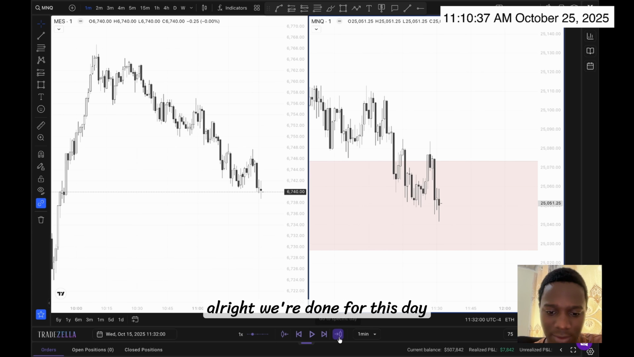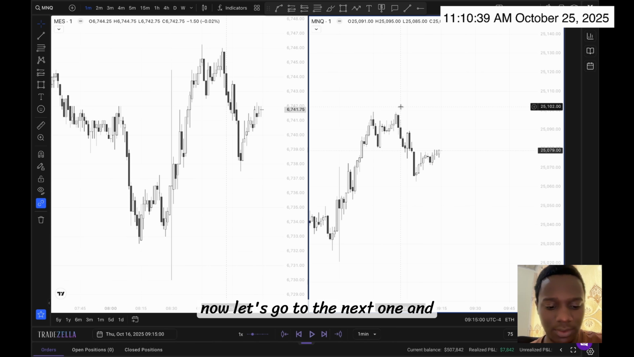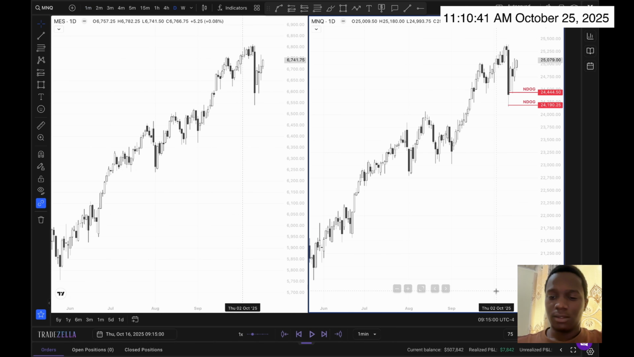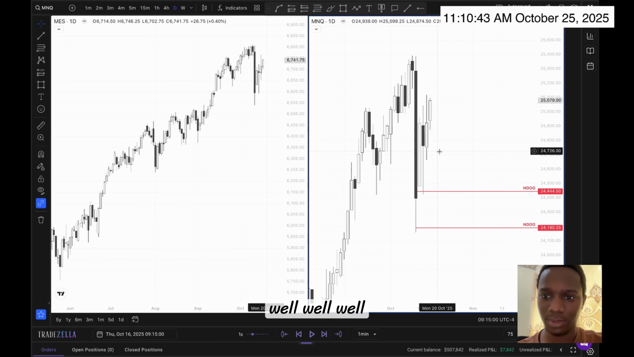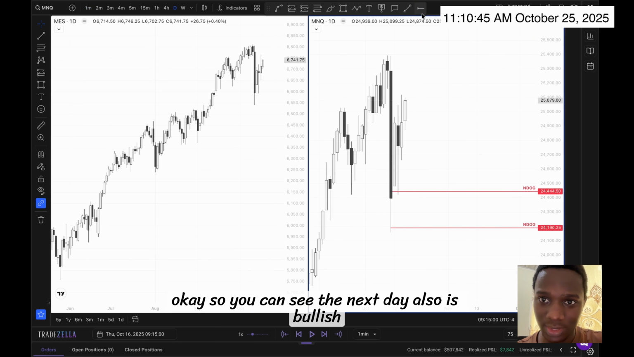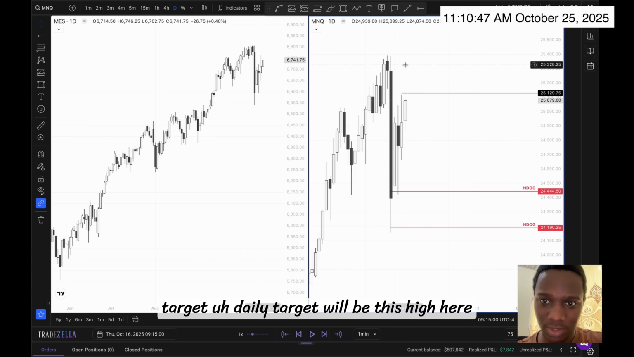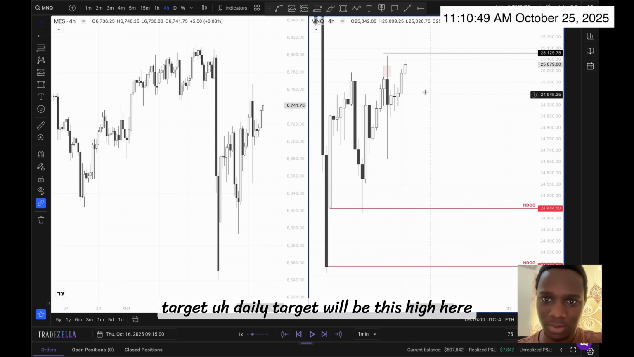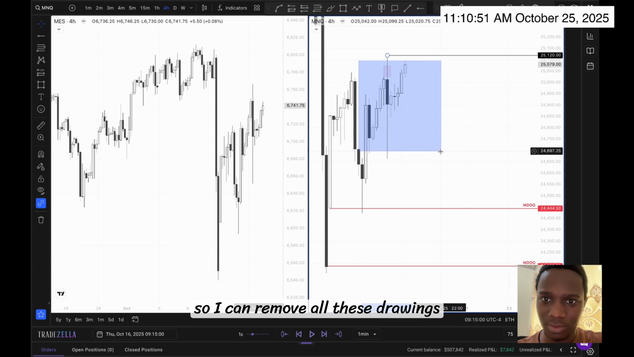All right, we're done for this day. Now let's go to the next one. Well, okay, so you can see the next day also is bullish. The daily target will be this high here. Like the removal of these drawings.